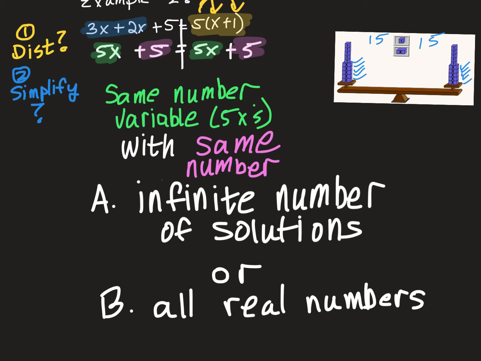You either have exactly the same variable on both sides with a different number, which means that one will be a no solution because it can't balance out, or you're going to have the exact same variables on both sides with the same number, which means it's always going to balance out. So you could have an infinite number of solutions or all real numbers, means the same thing. Means you can literally put any number in the planet in there and it'll balance out.